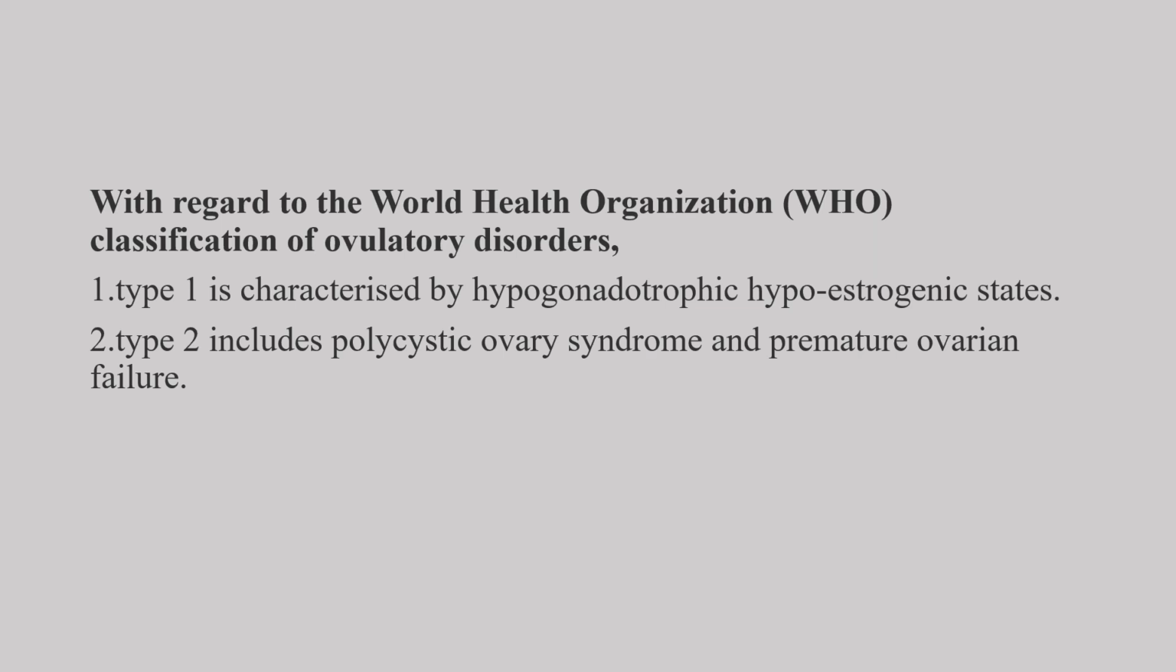So basically, to summarize, we initially studied there are three types of WHO: type 1, type 2, and type 3. Type 1 is low gonadotropins, type 2 is normal, and type 3 is high gonadotropins. So when we classify type 1, we have hypogonadotropic hypogonadism, and then we have hypothalamic amenorrhea, and then we have hypopituitarism. So we studied the various biochemical findings, FSH, LH, and everything.